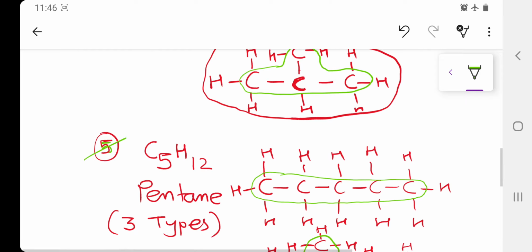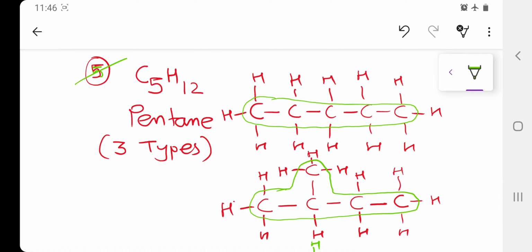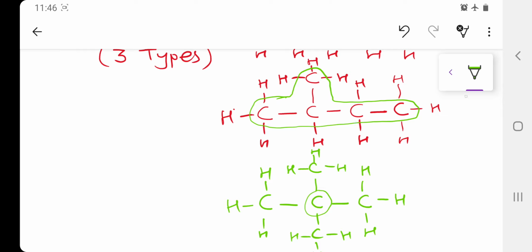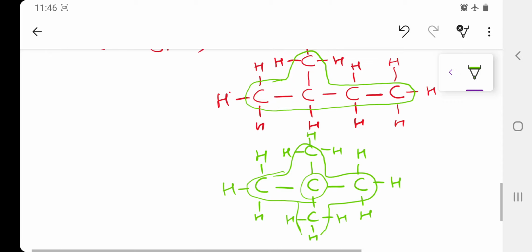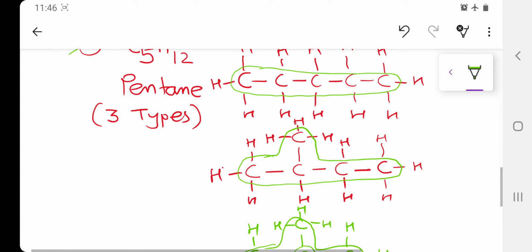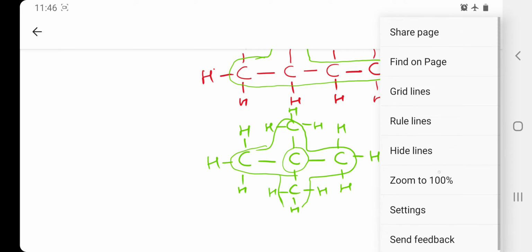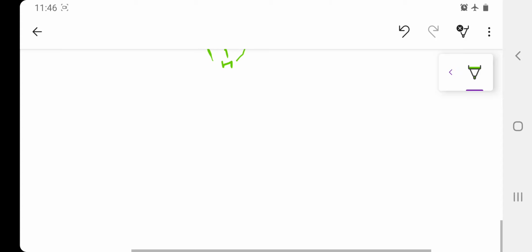Then pentane can be represented in three types. One is straight chain like this, the other one is also a branch chain, and the next one is also a branch chain like this, branch chain like this. So carbon can bond its own carbons in different ways. So this is the different way of bonding. Then we'll proceed towards our main focus here, that means the concept of R group.